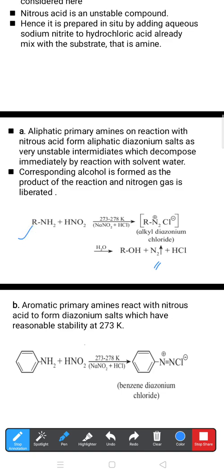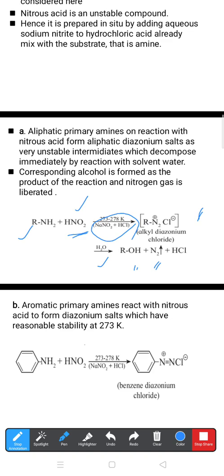RNH2 means primary amine. It reacts with nitrous acid, HNO2. The reaction can be carried out at 273 to 278 Kelvin. Now how to prepare nitrous acid? It is a simple mixture of NaNO2 plus HCl, sodium nitrite plus HCl, from that we'll get HNO2 along with NaCl. Now only this HNO2 we use for this purpose. We'll get the intermediate RN2+Cl-, that is alkyl diazonium chloride. It reacts with a water molecule. It gives alcohol along with liberation of N2 gas and HCl.